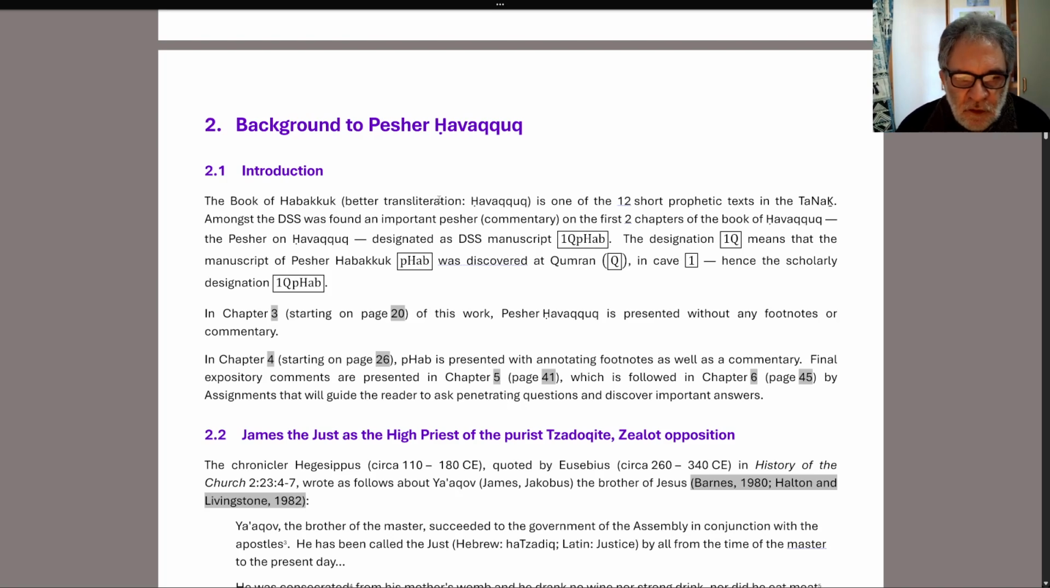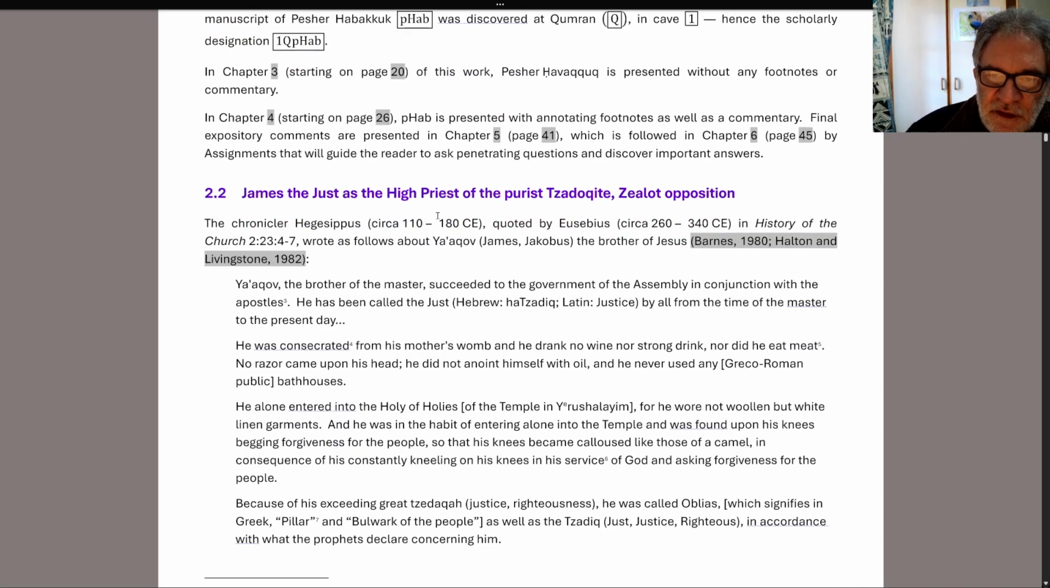The chronicler Hegesippus, quoted by Eusebius in the Ecclesiastical History of the Church, wrote as follows about Yaakov, the brother of Jesus: Yaakov, a brother of the Master, succeeded to the government of the kahal, the assembly, which many sources call church, but the underlying Hebrew behind the Greek term ecclesia is just the Hebrew term kahal, which means a group of people who have heard a voice and have gathered around this in an assembly, in conjunction with the apostles.